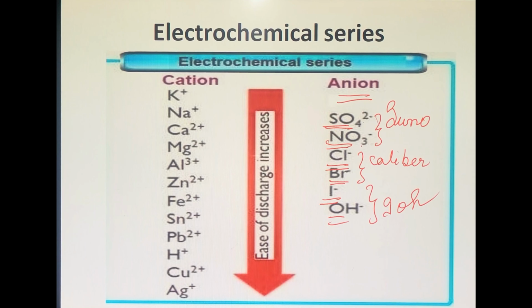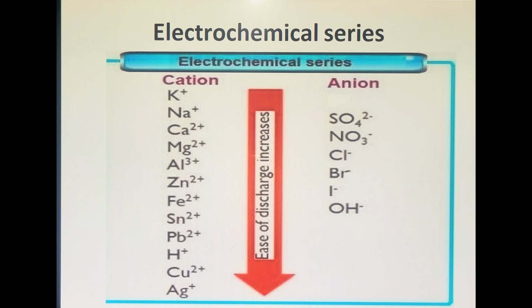S stands for sulfate, N stands for nitrate, Cl stands for chlorine, Br stands for bromine, I stands for iodine, and O stands for OH. So in this series also for anions, please remember, the lower the position of the anion in the electrochemical series, the more easily it will get discharged.